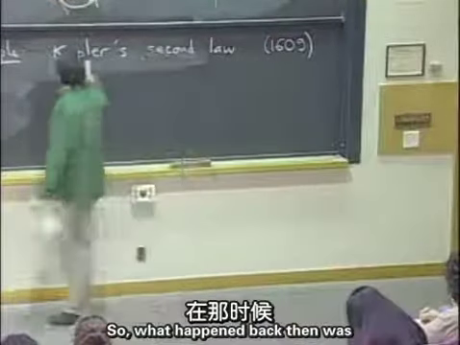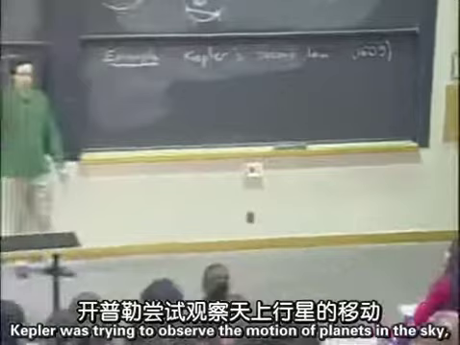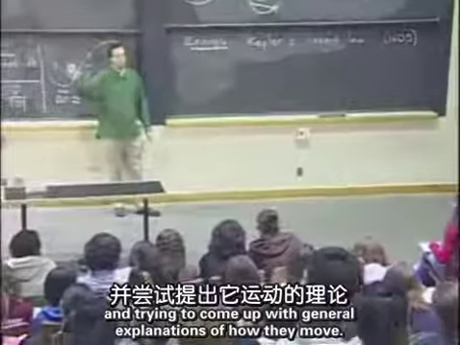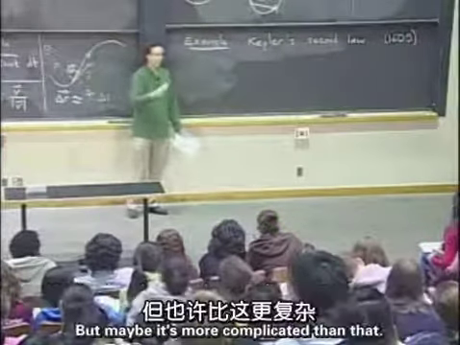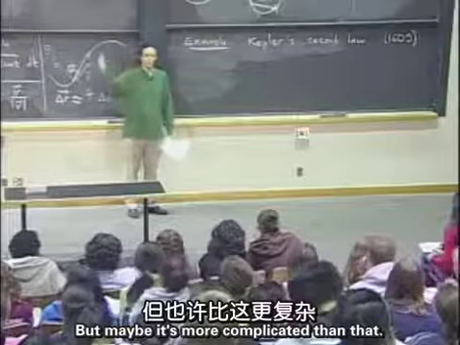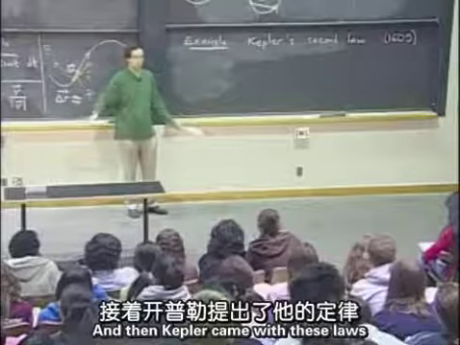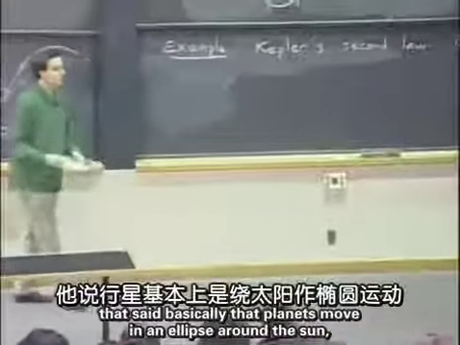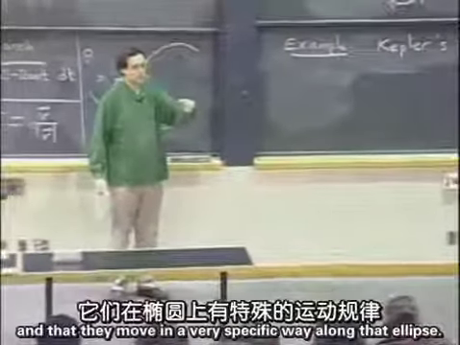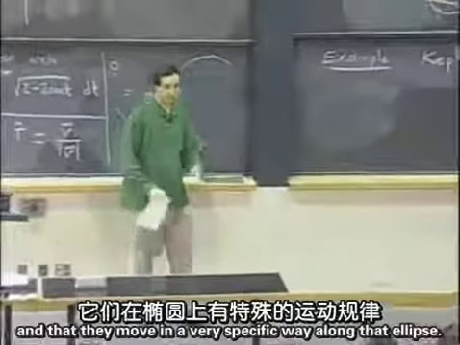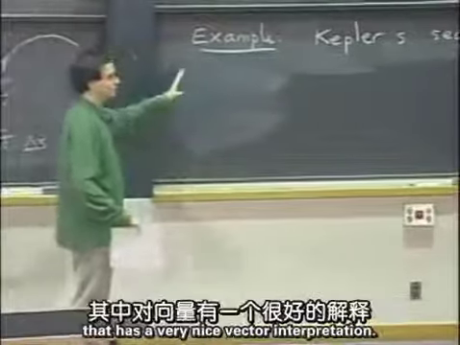So what happened back then is Kepler was trying to observe the motion of planets in the sky and trying to come up with general explanations of how they move. Before him, people were saying, well, they kind of move in a circle, but maybe it's more complicated than that. We need to add smaller circular motions on top of each other and so on. They had more and more complicated theories. And then Kepler came with these laws that said, basically, that planets move in an ellipse around the sun, and that they move in a very specific way along that ellipse. So there's actually 3 laws, but let me just tell you about the second one that has a very nice vector interpretation.